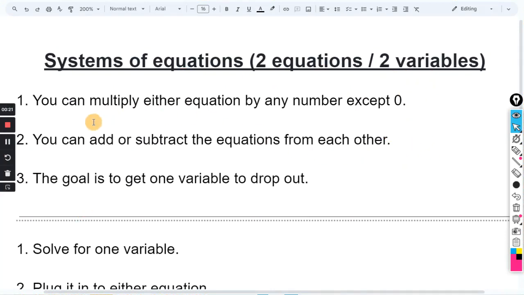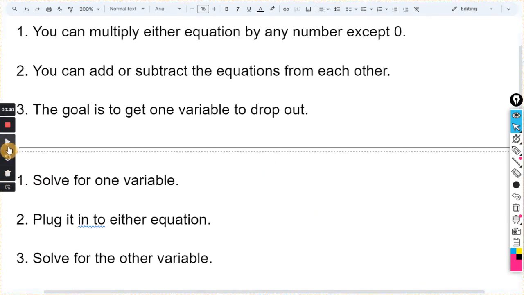And what you're allowed to do, you can multiply either equation by any number except 0. You can add or subtract the equations from each other. And the goal is to get one variable to drop out. All right, so you'll see that when we do the exercises. Now, once you finish these 3 steps, you want to solve for one variable. Then you plug it into either equation and solve for the other variable. Again, you will see that when we do the exercise.